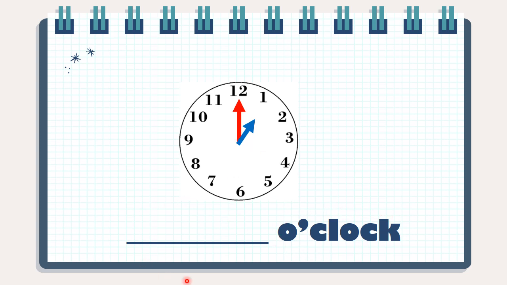Then what should we fill here? Look at the short hand. It is at number 1. So you write 1 o'clock. If the short hand is at number 2, then we write 2 o'clock. What if the short hand is at number 5? We still write 5 o'clock. As long as the long hand is at number 12, we use o'clock.